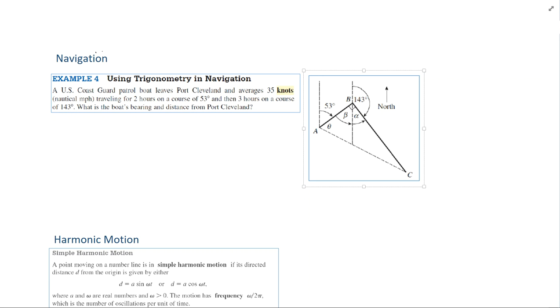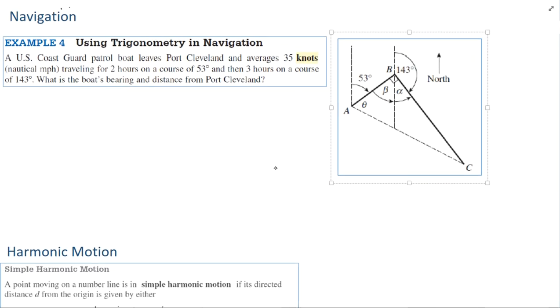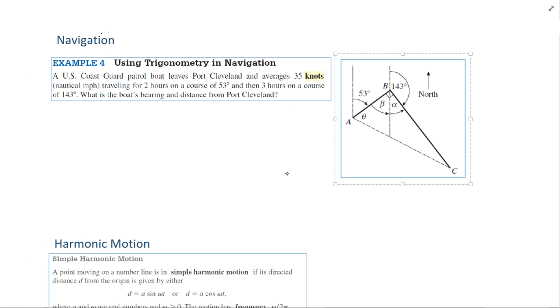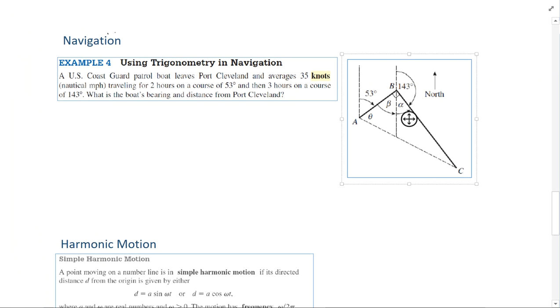Welcome to part 2 for section 4A on applications of trigonometry. To begin with, we're going to be looking at the navigation problem. It says a U.S. Coast Guard patrol boat leaves Port Cleveland at an average speed of 35 knots, or nautical miles per hour, traveling for 2 hours on a course of 53 degrees, and then 3 hours on a course of 143 degrees. What is the boat's bearing and distance from Port Cleveland?